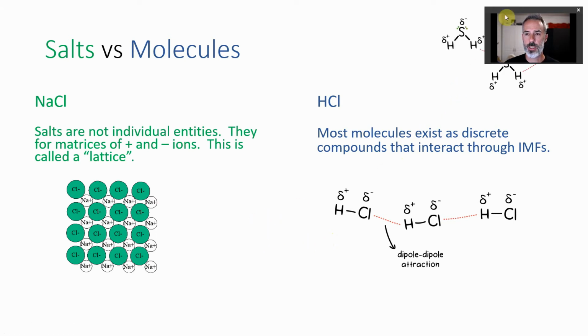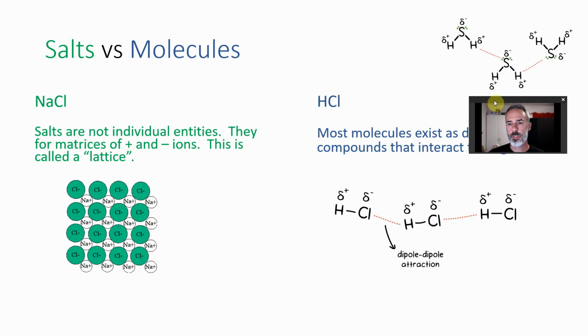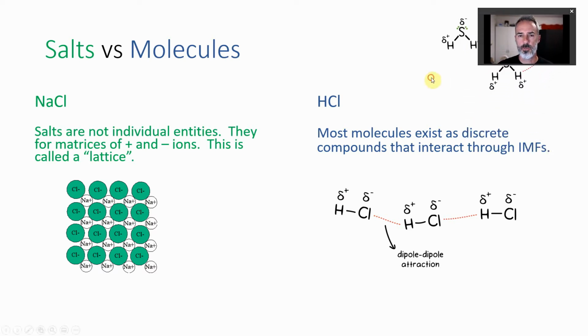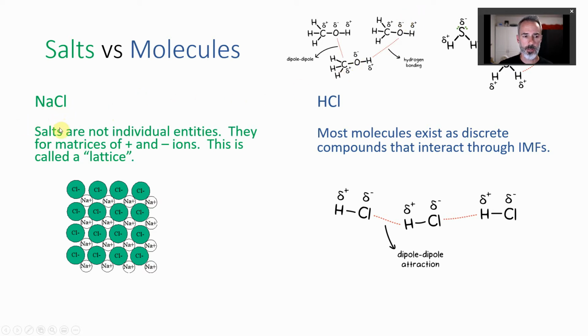For instance, you can't see it because of me, but H2S is a good example. They're discrete individual compounds that interact through intermolecular forces. Methanol is a good example, right? We imagine them as individual sort of satellites and they just sort of approach each other. But that's not true of sodium chloride and all ionic substances.